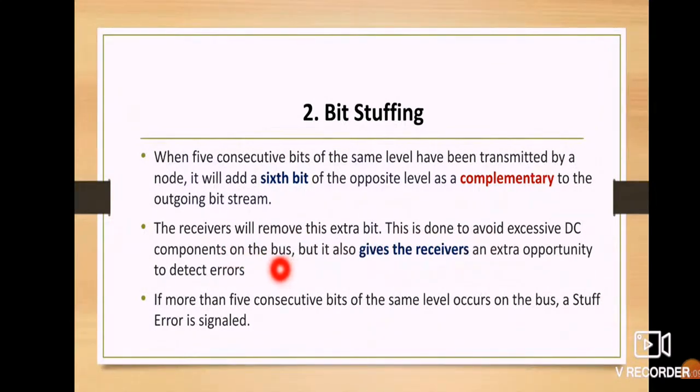We have seen in the last tutorial that the 120 ohm resistance deals with the DC components on the bus, so those were also removed. But it also gives the receivers an extra opportunity to detect errors. That is the main purpose: to let the receiver detect extra errors. If more than 5 consecutive bits of the same level occur on the bus, then a stuff error is signaled. This is done at the bit level. So this is a very simple concept and example of bit stuffing.